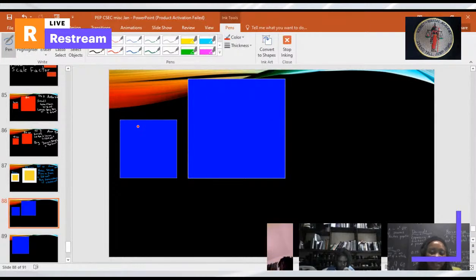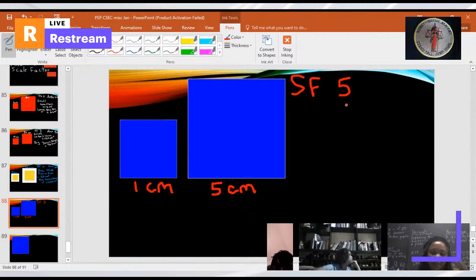Let's say this is one centimeter. And this length is 5 centimeters. What is the scale factor? If the scale factor is 5 centimeters, the scale factor is 5, not 5 centimeters. The scale factor is 5. Yes, miss.